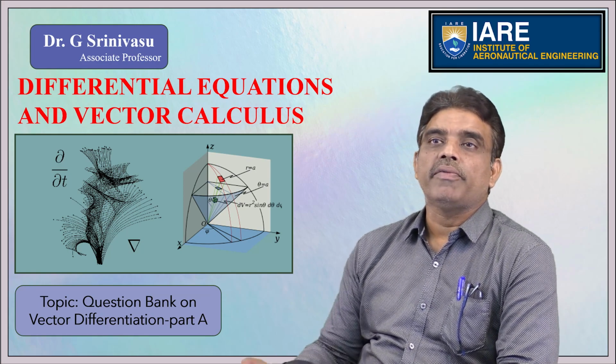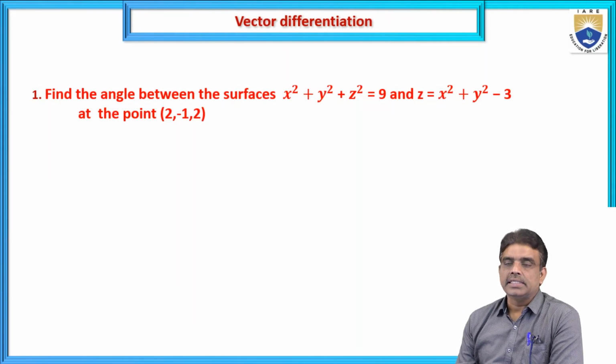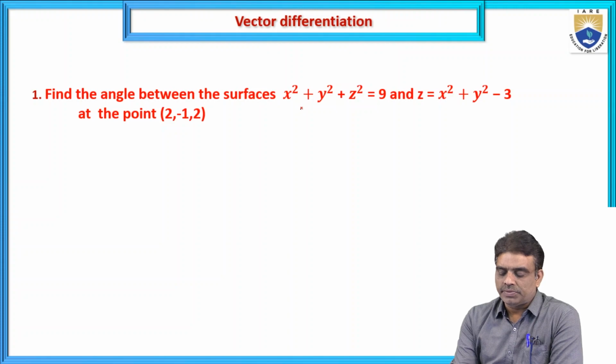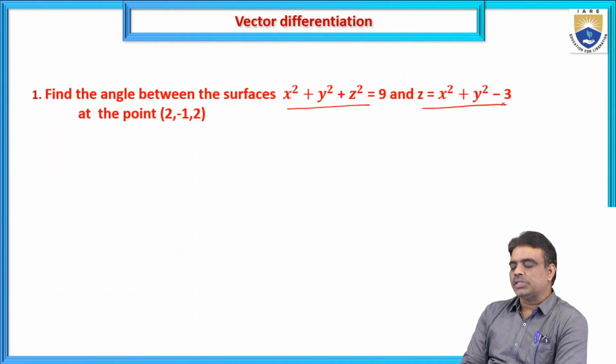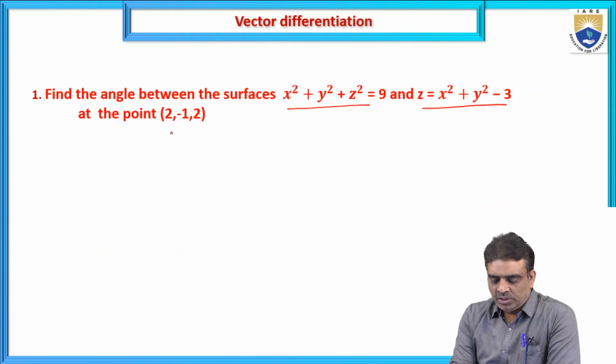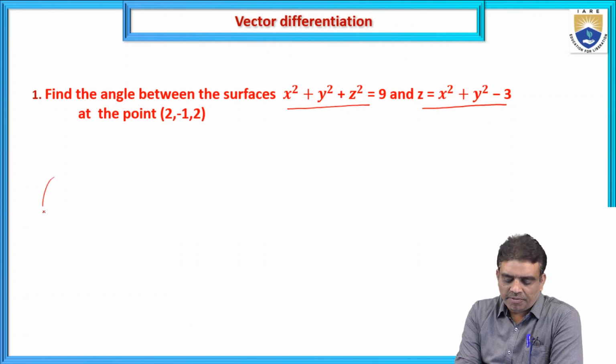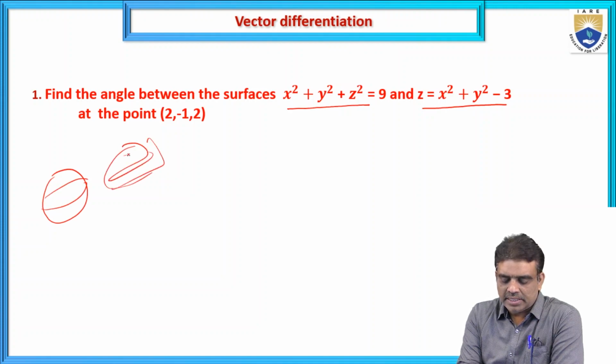So see the question number 1. Find the angle between the surfaces x square plus y square plus z square is equal to 9 and z is equal to x square plus y square minus 3 at the point (2, -1, 2). So these are the two surfaces. One is a sphere, another one is some surface. And we have to find the angle between the two surfaces.